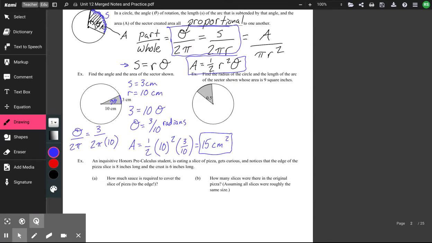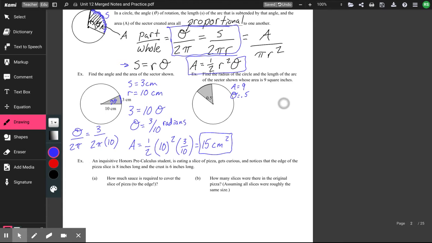All right, in our next example here, we're going to find the radius of the circle and the length of the arc of the sectors shown whose area is 9 square inches. So we know that A is equal to 9 square inches, and then our measure for theta is equal to 0.5 radians. Now remember up above we talked about the part over the whole.